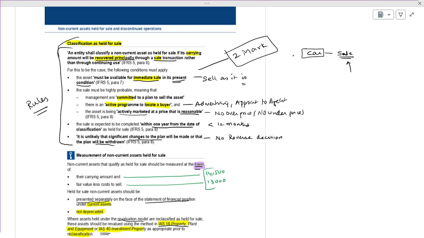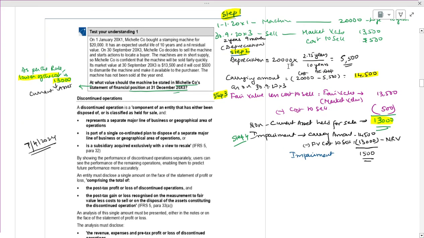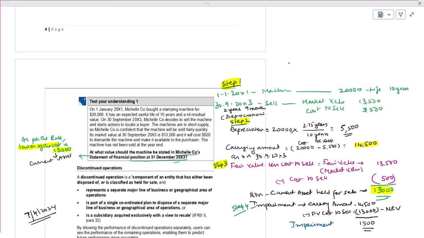You are committed to sale. You want to locate a buyer, so you have to actively market. The price should be reasonable. You are putting it on OLX. When you put something on OLX to sell, it means you are ready to. The same rule applies here. Nothing different. With that, we have done the exam, test your understanding one.